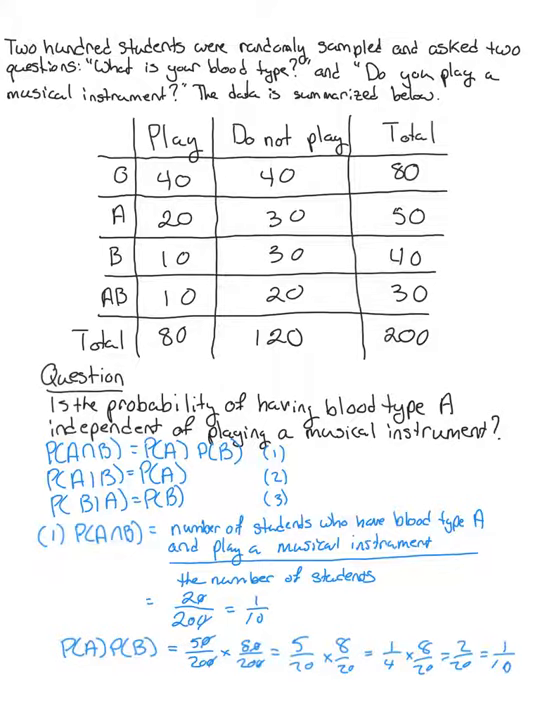So that means that the right-hand side is equal to 1 over 10, the left-hand side is equal to 1 over 10, and that satisfies the formulaic definition of independence. So therefore, the probability of a student having blood type A is independent of whether they play a musical instrument or not. Doesn't matter.